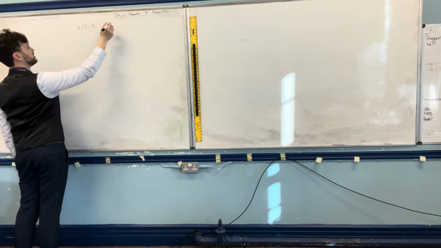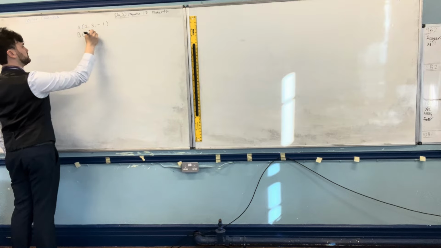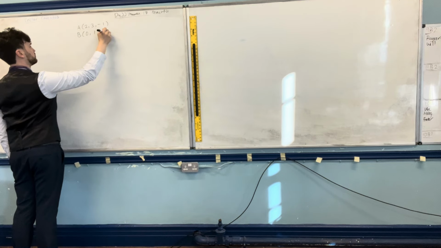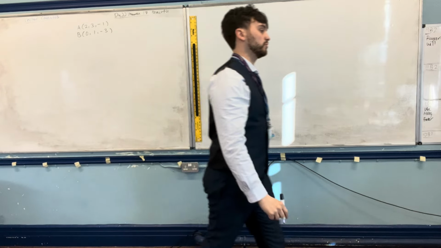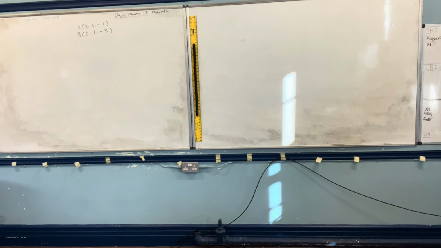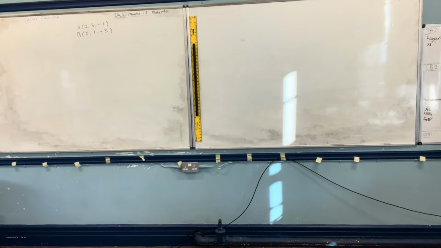So A is 2, 3, negative 1. B is 0, 1, negative 3. So can you tell me the vector straight line AB that passes through both points? Again, if you've been revising at all, this is one of the first things you'd have done, because I told you to do vectors, series, and what was the other one? Vieta. So what is the equation of the vector straight line that passes through both of them?